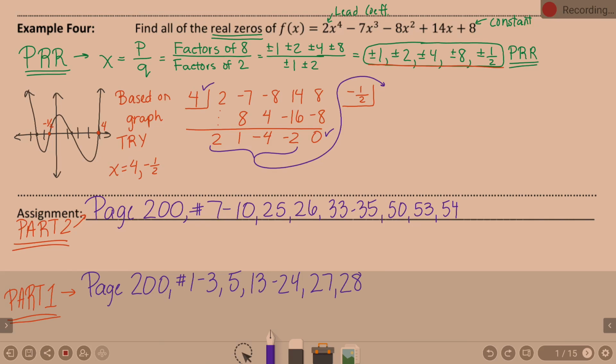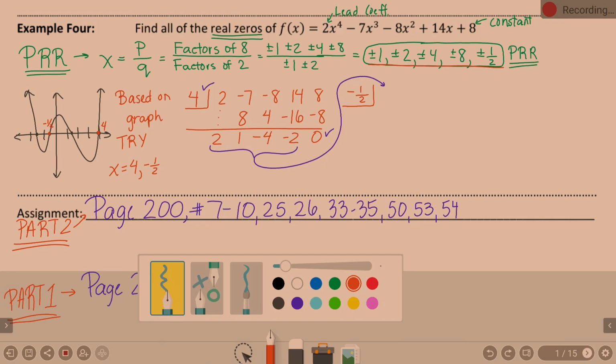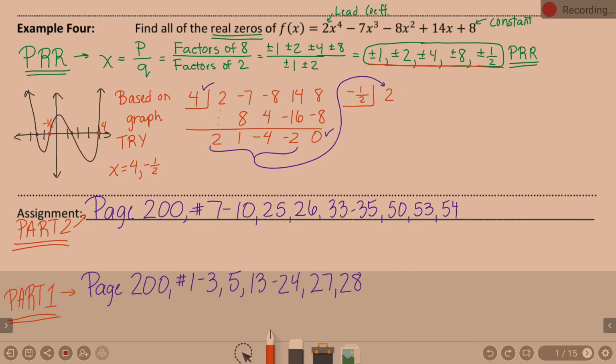Because, and this is where it is necessary, yes, we could go back to the original set of numbers and check it to find out whether or not it works, but we're trying to factor this down. We're going to need the result of this. So we're going to use our new row of numbers, 2, 1, -4, -2, and we're going to do synthetic division again.